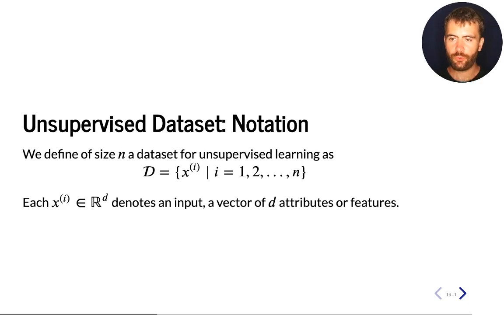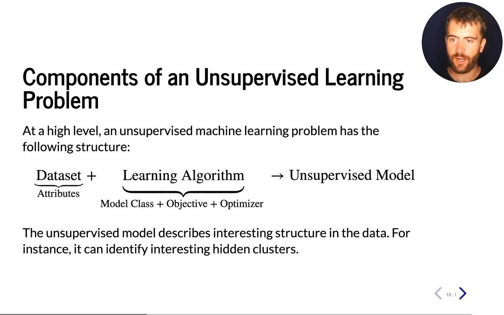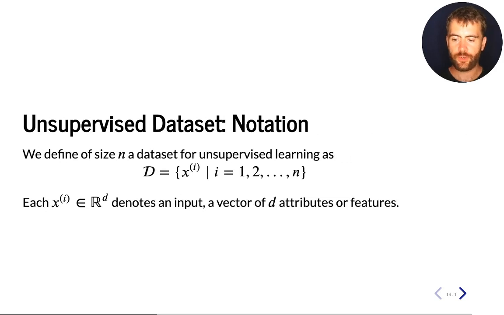This structure is similar at a high level, but the structure of the data set and the particular choices of model, objective, and optimizer are different in unsupervised learning. So we are going to look at these a little bit more closely, and we're going to define what these terms mean in the context of unsupervised learning. And we will also do a short example. So first, let's start with the concept of a data set.